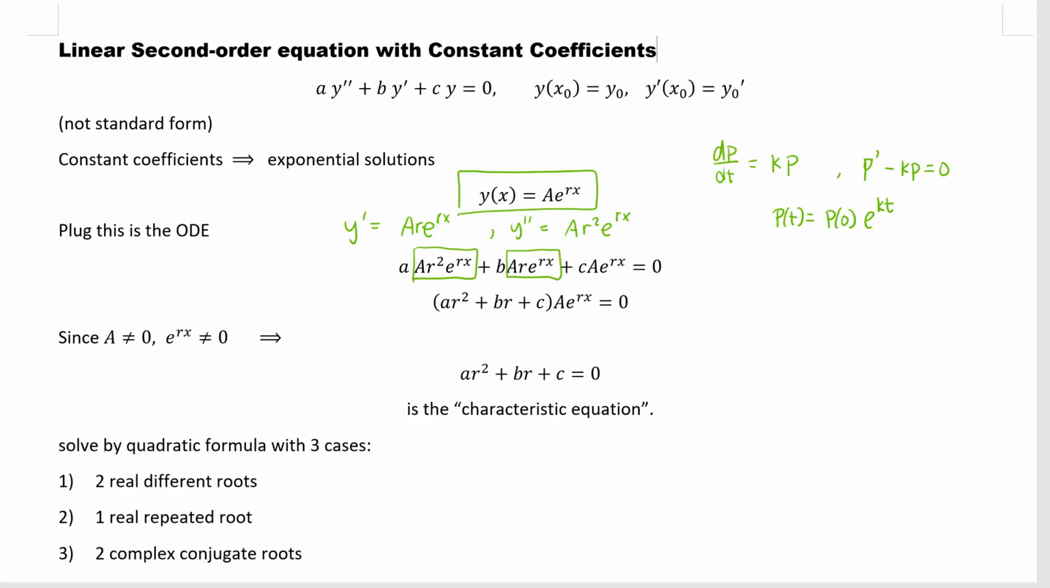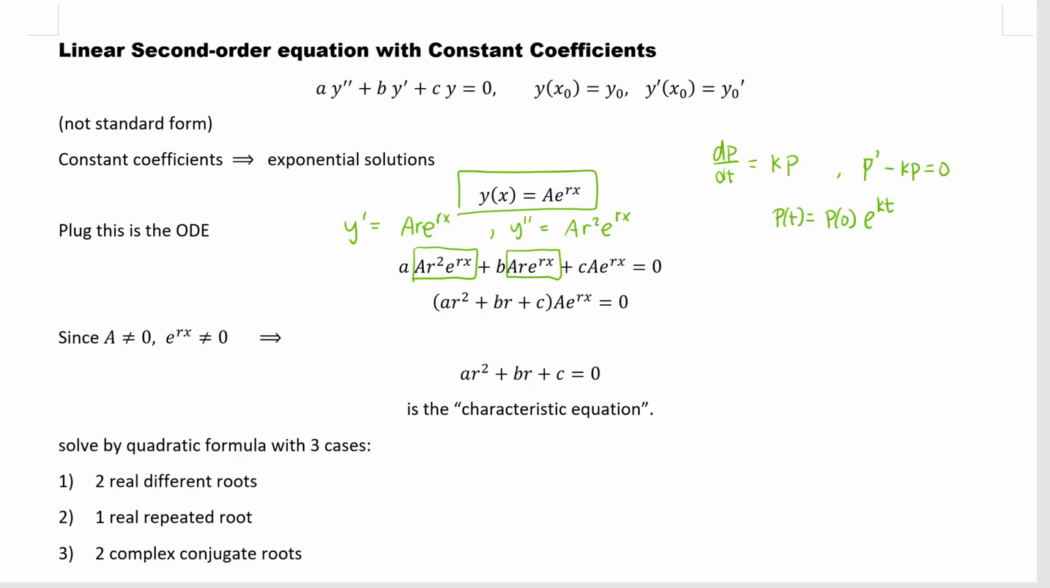What do we get? Here we get a times r squared, the middle term we have b times r, and the third term we have c. And we make it equal to 0 because a is not 0. We assume we have an exponential solution, so we should assume the coefficient a is not 0. If it's 0, then y equals 0, and we know y equals 0 is the trivial solution.